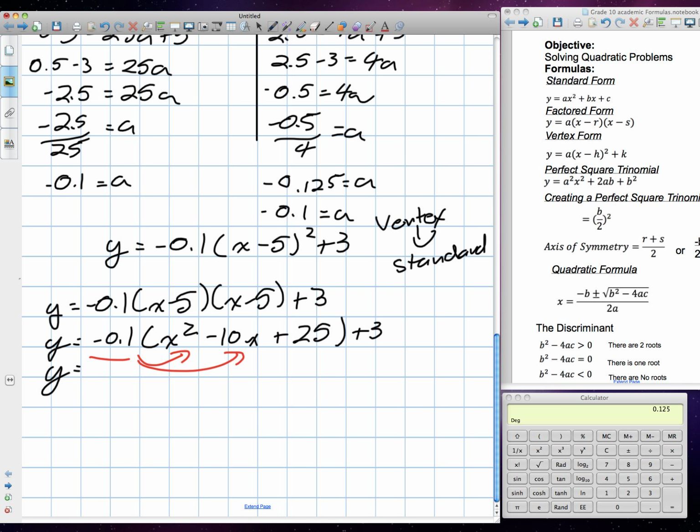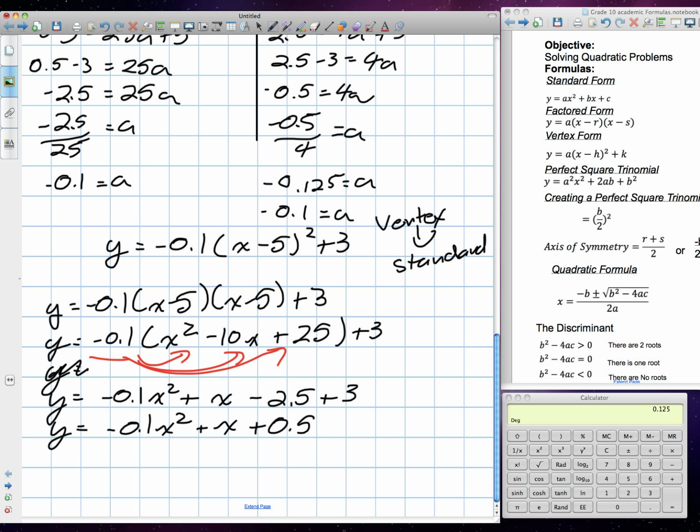Okay, so the next step we'll need to do is distribute this negative 0.1 to all of these. We are going to get negative 0.1x squared, positive 1x, and this should give us negative 2.5, I believe. Plus 3. All we have to do is combine the last terms on the end: negative 2.5 plus 3 gives plus 0.5.